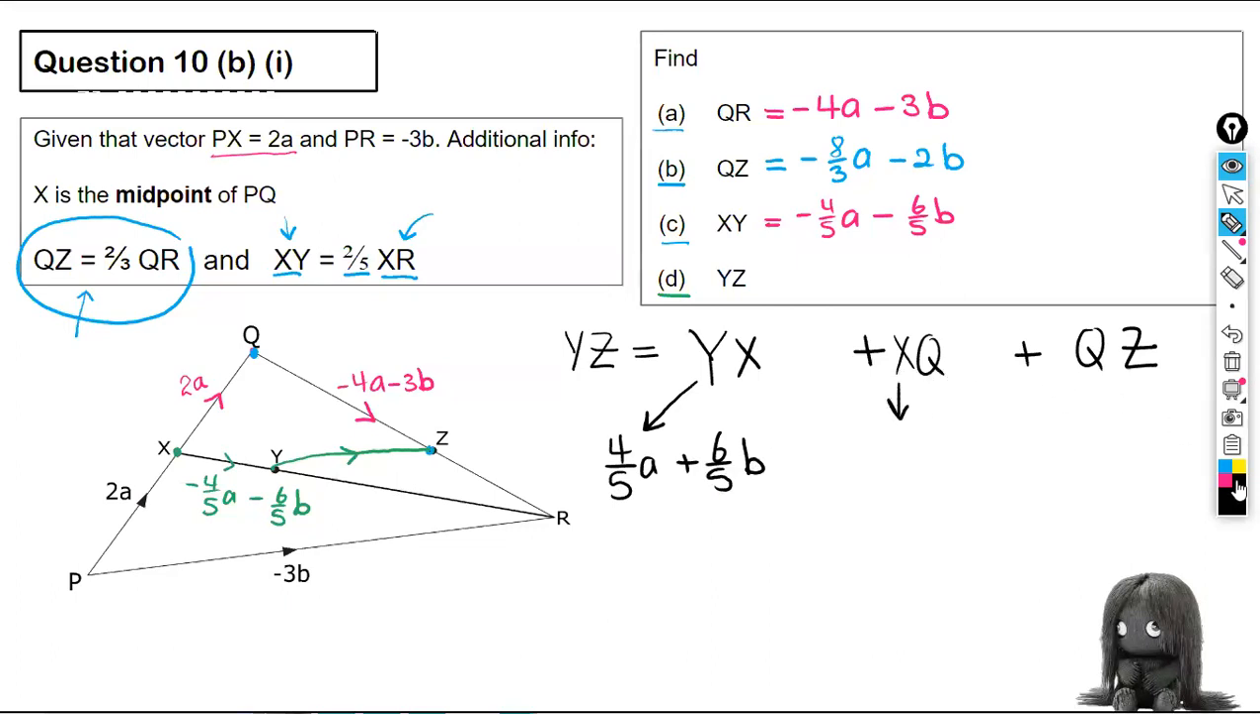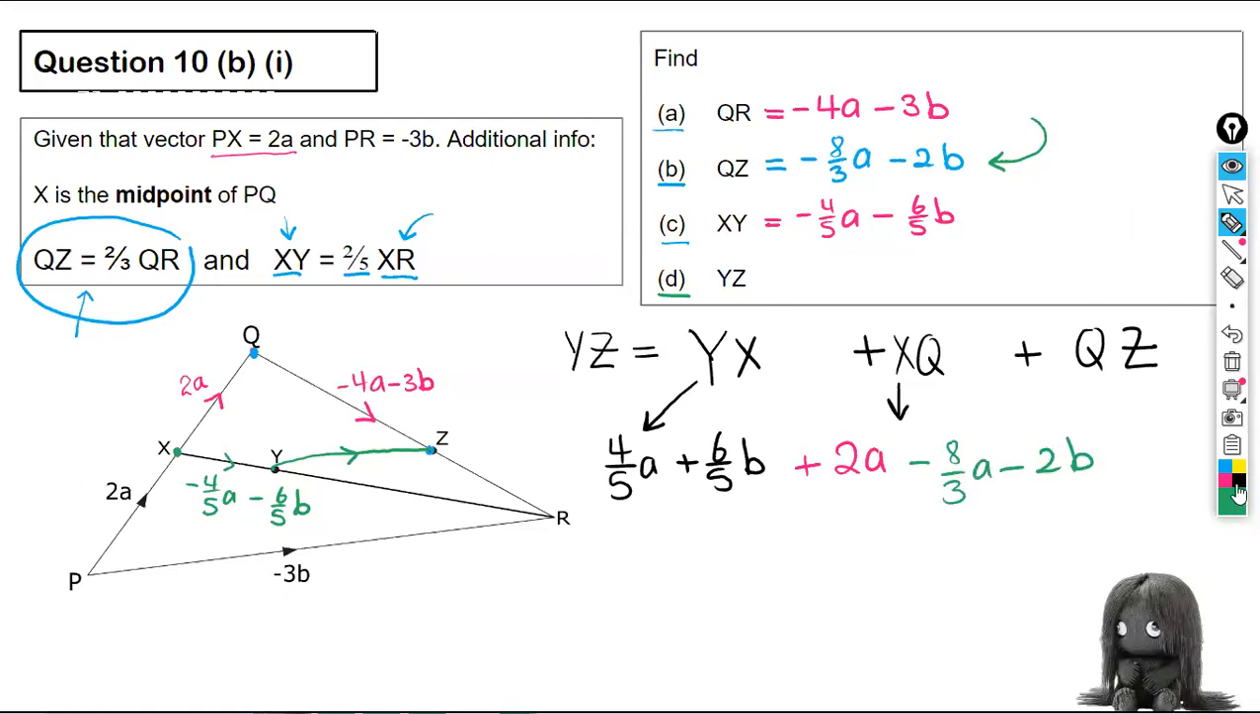From X to Q, that's pretty easy. That's just 2A, and it's with the arrow, so we don't have to change our thing. So that's good news also. Q to Z. Now, Q to Z, we have it on the screen over here. Remember, this minus 4A minus 3B is for the entire line. We only need from Q to Z, which is this blue value here. And we don't have to change a thing because we're going in the direction of QZ. So it's minus 8 on 3A minus 2B.